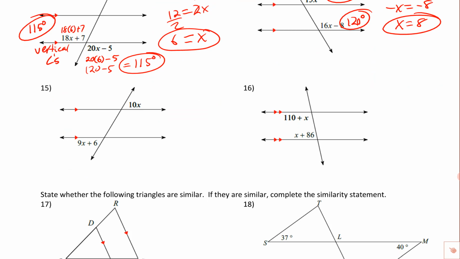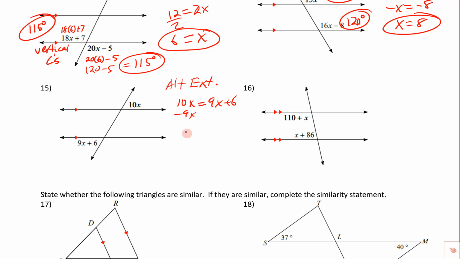And then let's take a look at number 15. Think about the name here: they're on the outside, and they're on opposite sides and opposite intersections. So these are alternate exterior. Again, you don't have to name them, but you do have to know the relationship. Alternate exterior angles are congruent, so this is going to be 10x equals 9x plus 6.